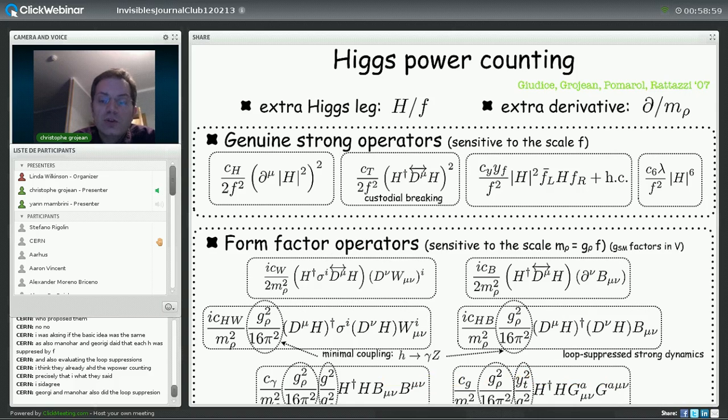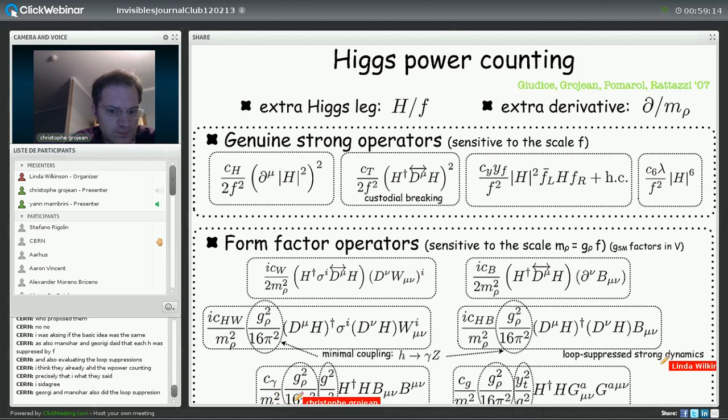But actually, in a model where the Higgs is a Goldstone boson, then those two operators are highly suppressed, and the dominant effects are really coming from those operators that are suppressed by the scale f, and not by the scale m rho.